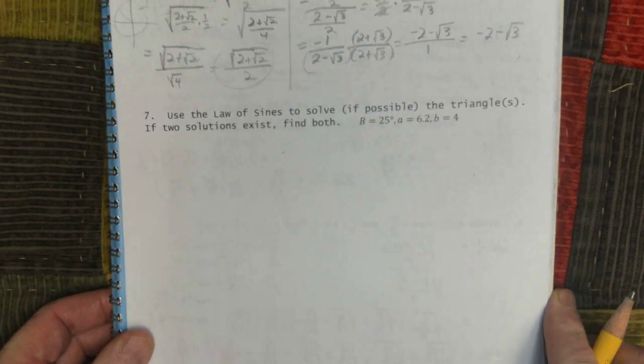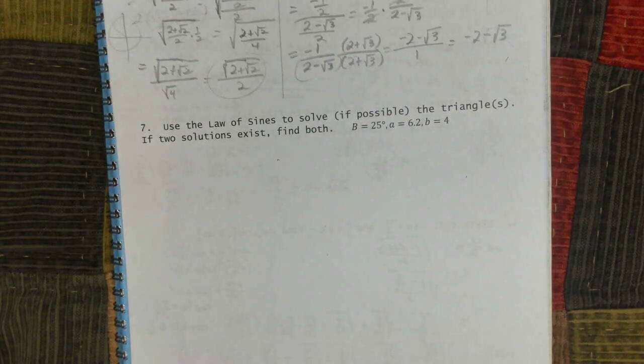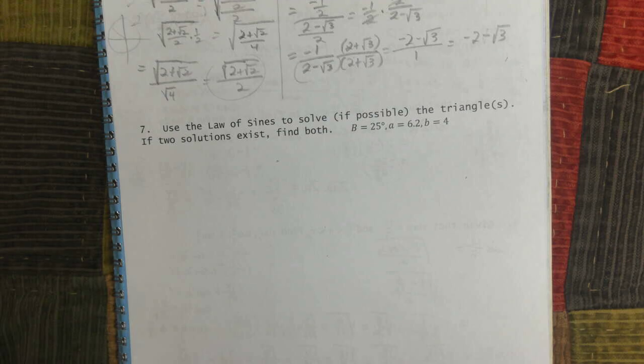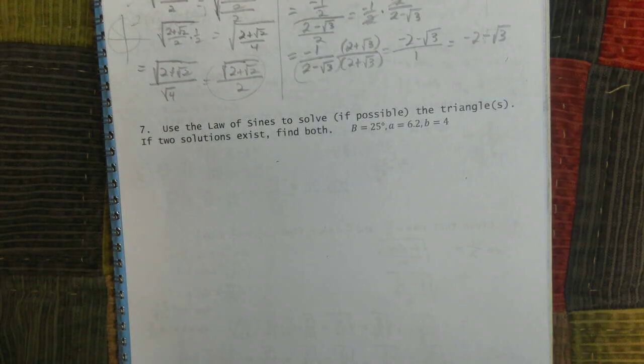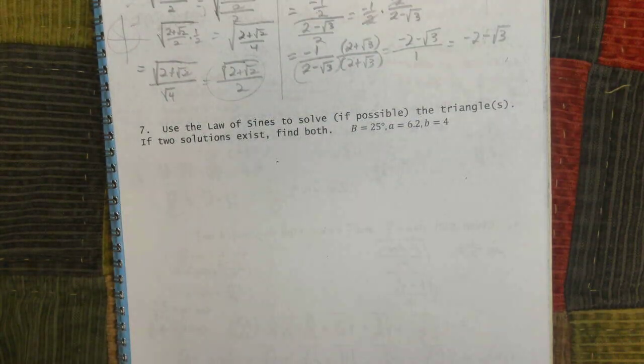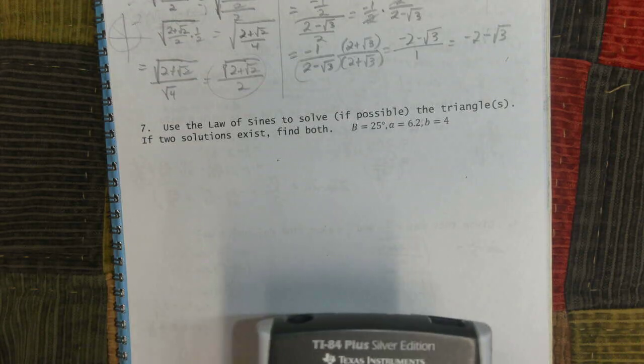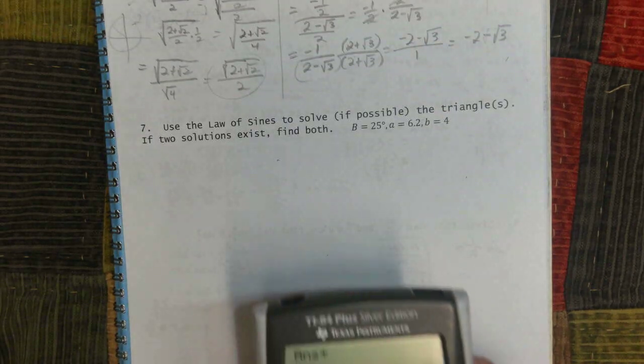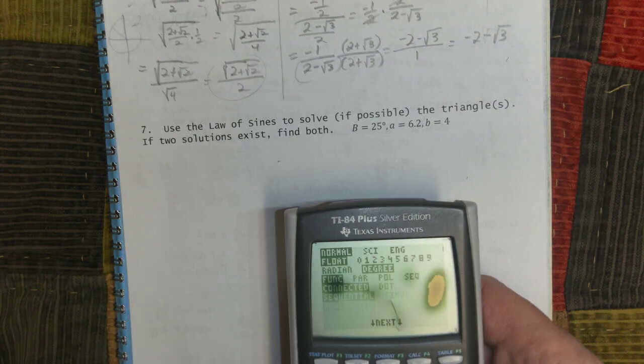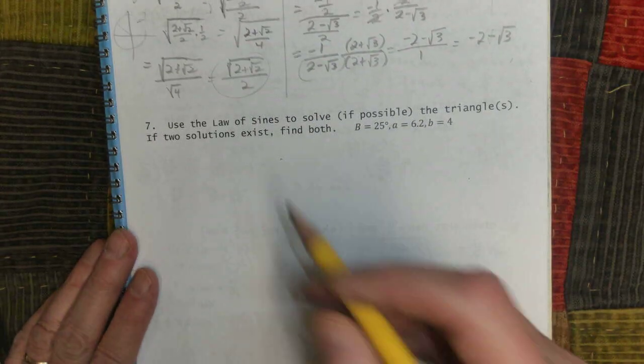Alright, we're back here. Picking up with number 7, law of sines. I'm going to need my calculator for this one. Okay, when you get law of sines and cosines, just make sure you check that you are in degree mode. Okay. Alright, now let's get this set up.